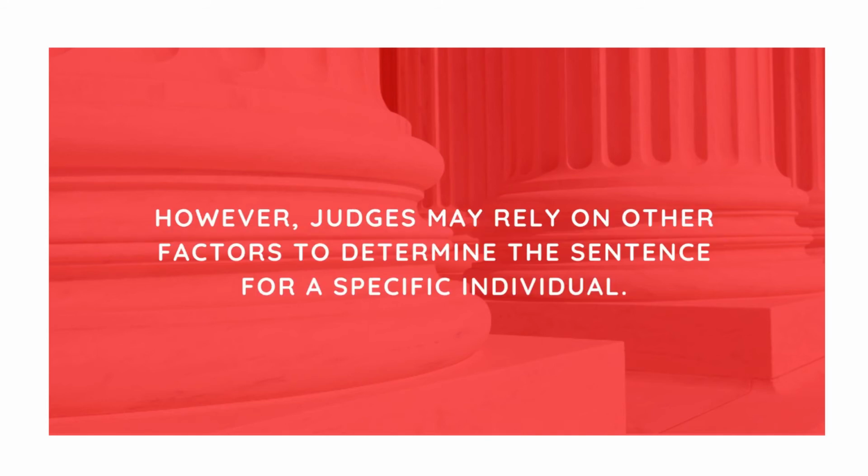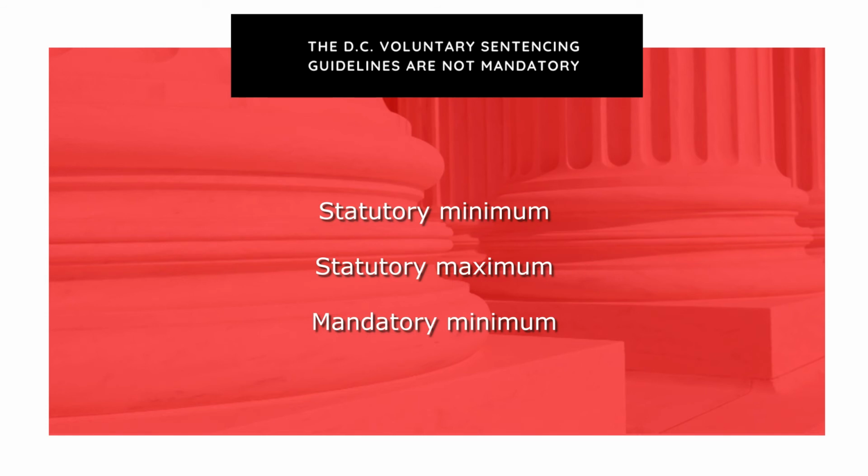The offense severity group for the convicted offense and an individual's criminal history score both play an important role when making sentencing decisions. However, judges may rely on other factors to determine the sentence for a specific individual. The DC Voluntary Sentencing Guidelines are not mandatory. Judges can impose any legal sentence that takes into consideration the statutory minimum or mandatory minimum if applicable, and the statutory maximum for the offense being sentenced.